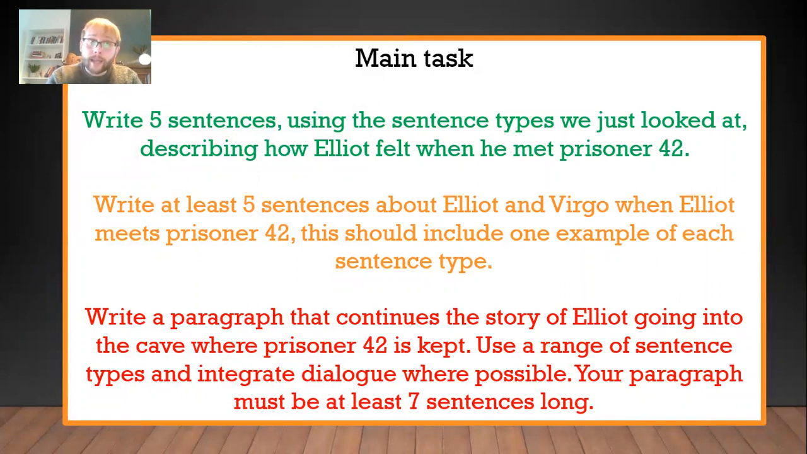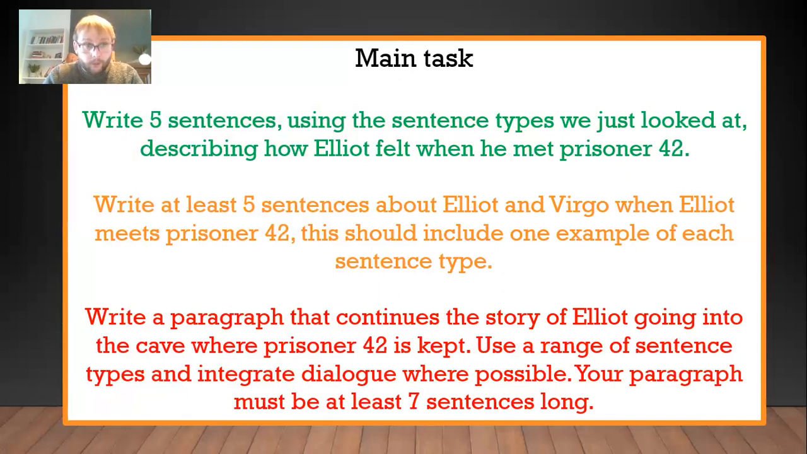If you choose to do the green task today, I want you to write 5 sentences using the sentence types we've just looked at, and I simply want you to describe to me how Elliot felt when he met prisoner 42. He's not met him yet in the story as far as we've read it. This is your opinion of how he would feel as he meets prisoner 42. So you don't need to know for certain. You're not looking for an exact answer. This is your opinion. How will he feel when he meets this terrifying prisoner? And I'd like you to write 5 sentences that use some of those techniques we've just gone over.